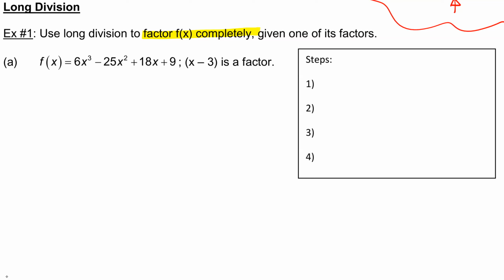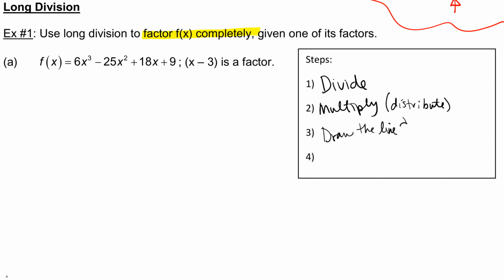Okay, back to long division. The steps for long division: the first step is to divide. Remember how we divided earlier. Then we have to multiply, AKA, since we have a binomial here, you have to distribute. It's not just one term. Then you draw the line and change sign. And then number 4, you have to combine.